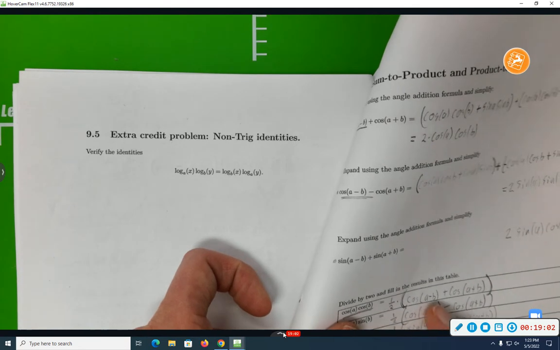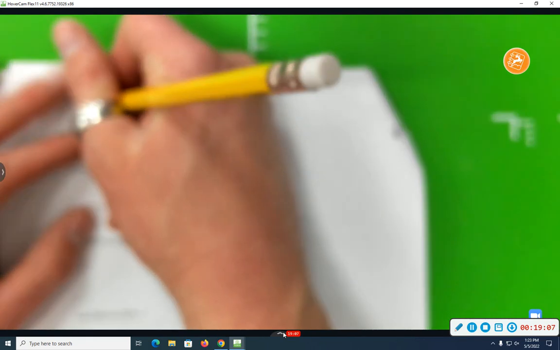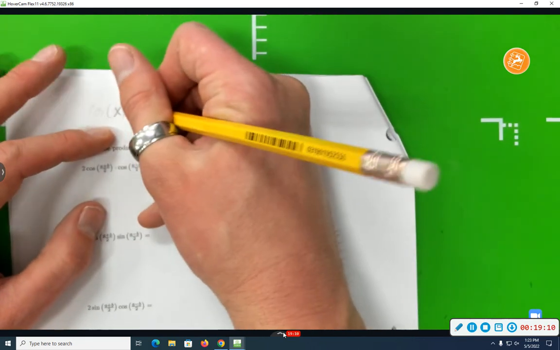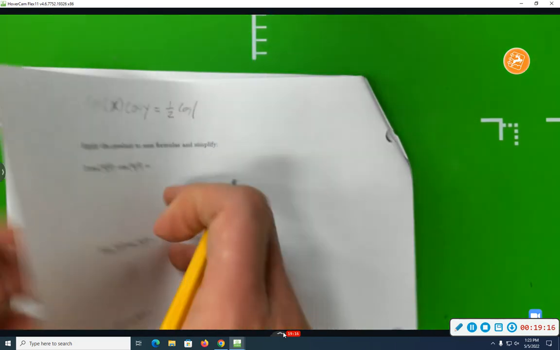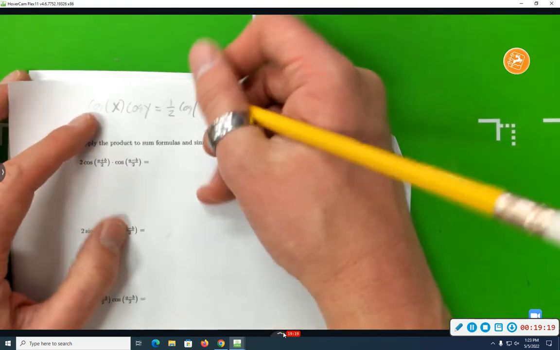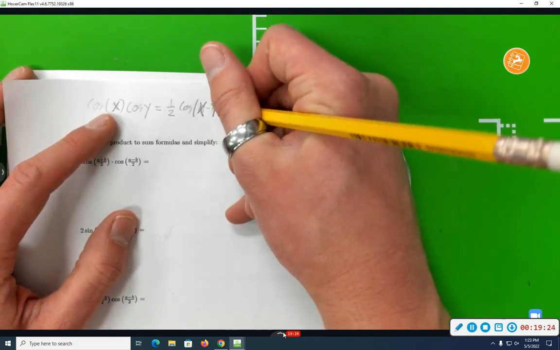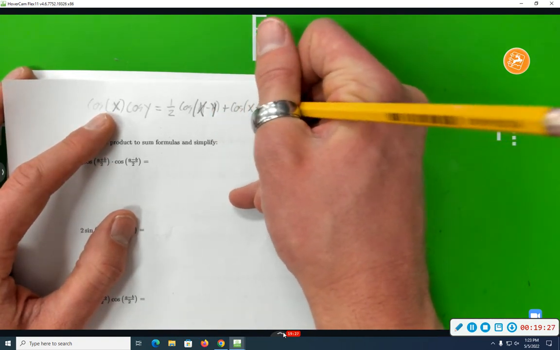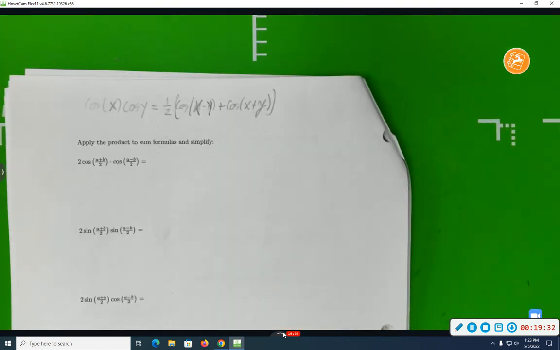Cosine cosine is 1/2 difference plus sum. And I'm going to use different variable names now. Cosine x cosine y is 1/2 cosine of difference plus cosine of sum: x minus y plus cosine x plus y. Cool. So let's use that formula, which hopefully I've copied down correctly, after changing a and b into x and y. Let's use it to accomplish something.